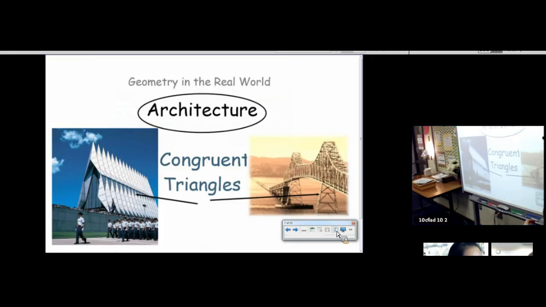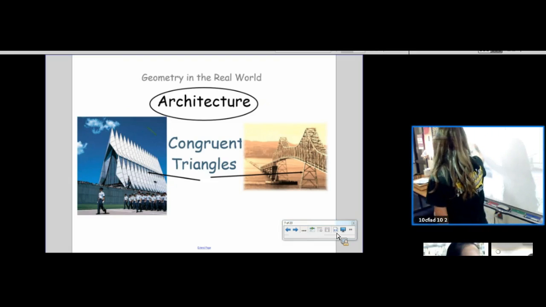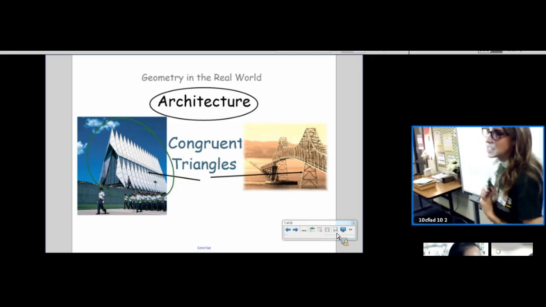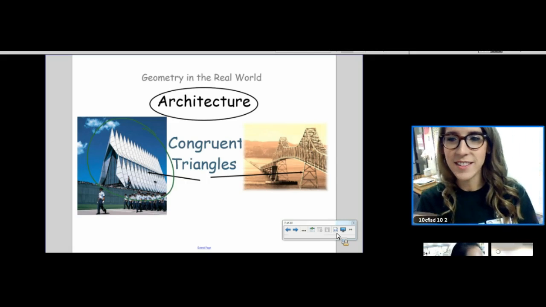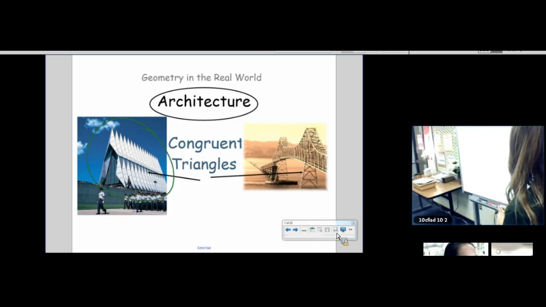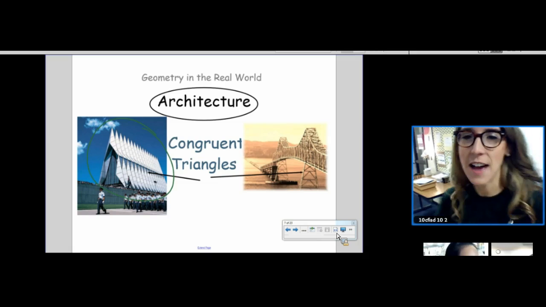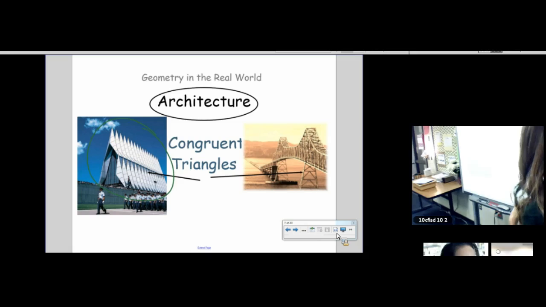Some more congruency in the real world. This is at the Air Force Academy, I believe. Isn't that a pretty building? It's a chapel on their campus. Look at all those congruent triangles. Isn't that just beautiful? Yay, geometry and architecture. And then we have bridges. Bridges often have supports that are congruent figures, sometimes congruent triangles, like in that picture right there.